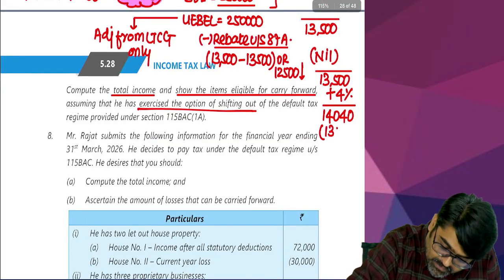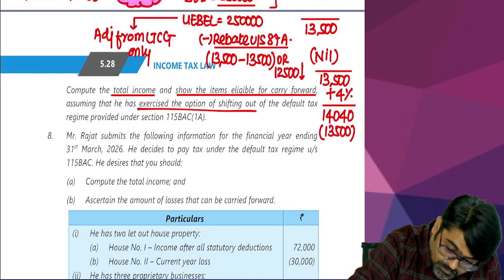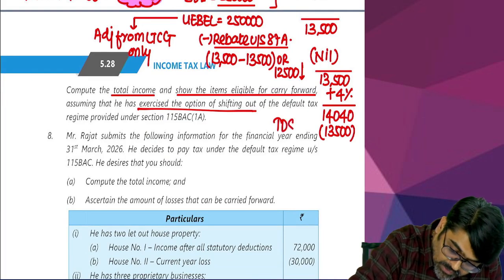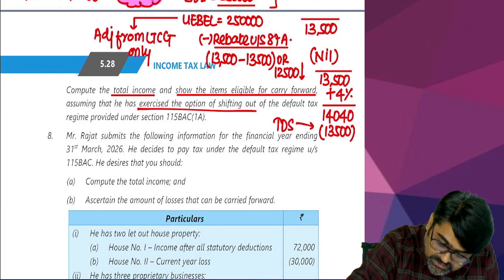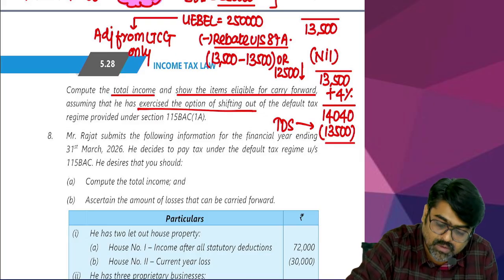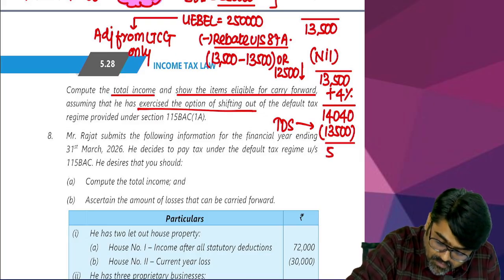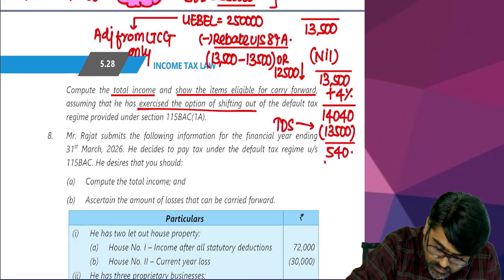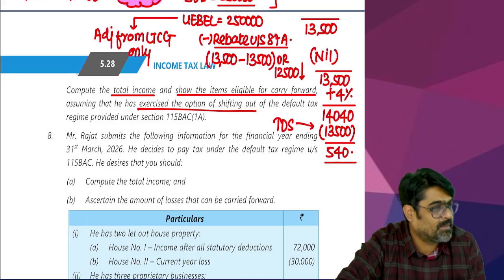13,000. That was the TDS on winnings. Please be very careful in these things. Yes or no? This TDS on winnings was 13,500. How much? 500, and this will be your net tax liability.